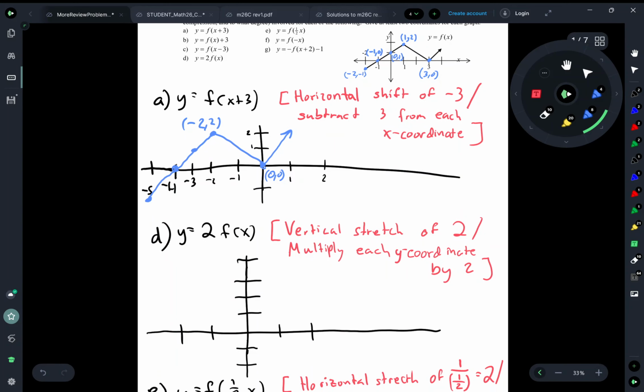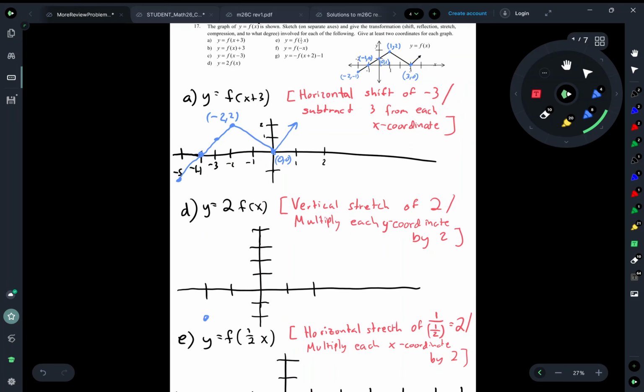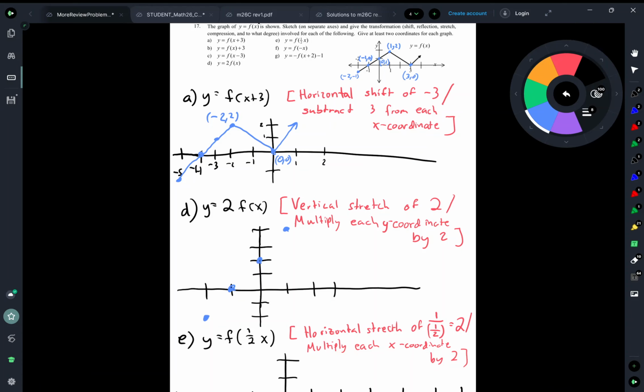So negative 2 comma negative 1 becomes negative 2 comma negative 2. Negative 1 comma 0, I multiply the y-coordinate by 2, that stays negative 1, 0. 0 comma 1, 1 times 2 is 2 obviously, and so that becomes 0 comma 2. 1 comma 2 becomes 1 comma 4. And last but not least, 3 comma 0 becomes, well, when we multiply 0 by 2, it stays. And of course the x-coordinate we don't mess with here. So it stays 3 comma 0.